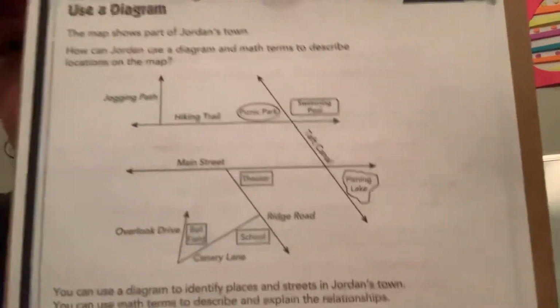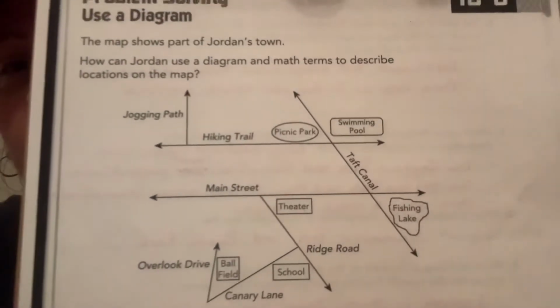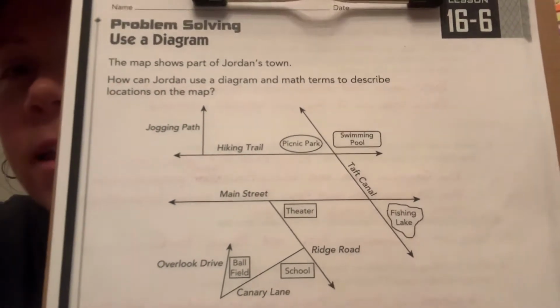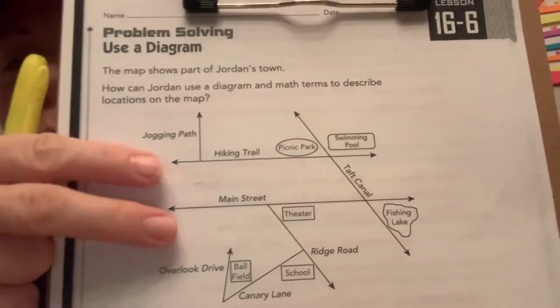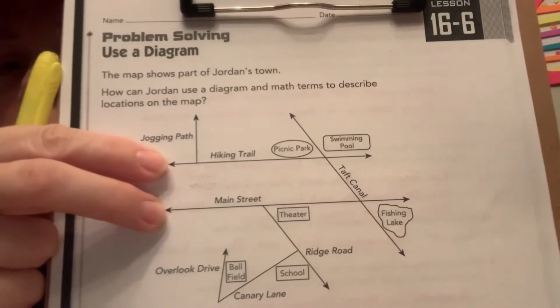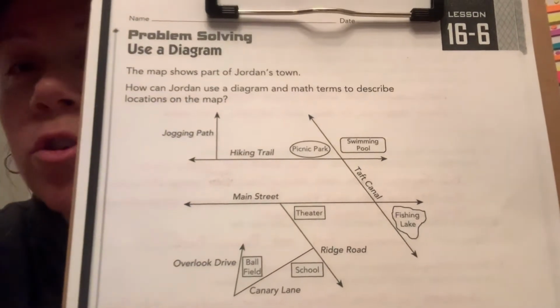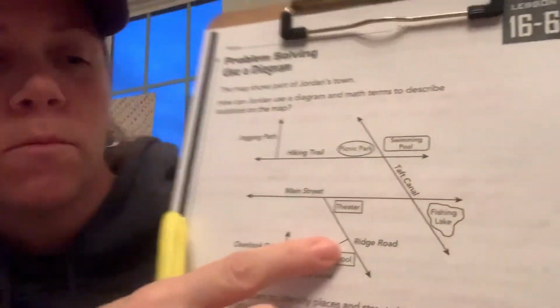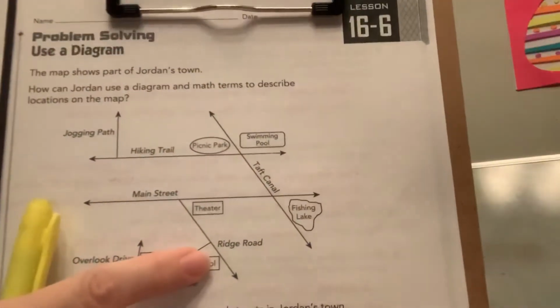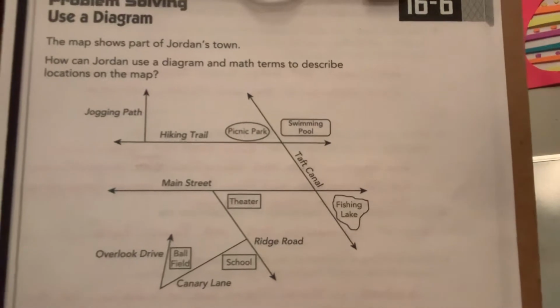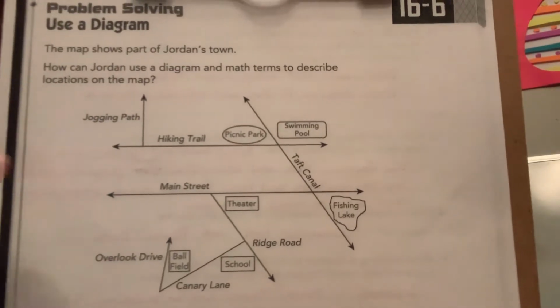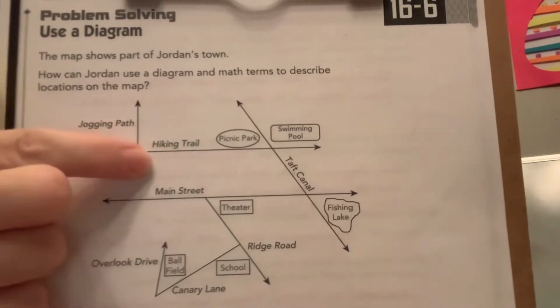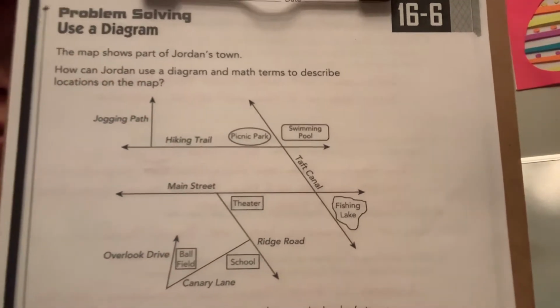Okay, here is the map for page 270. That's what we're using. We were learning about different kinds of lines. We learned about parallel lines, which would be like these two lines here. We learned about intersecting lines, which are two lines that come together at any point, like Main Street and Ridge Road. And we talked about special intersecting lines, which would be perpendicular, and they come together and form a right angle. So we're going to use our map to answer the questions on page 270.